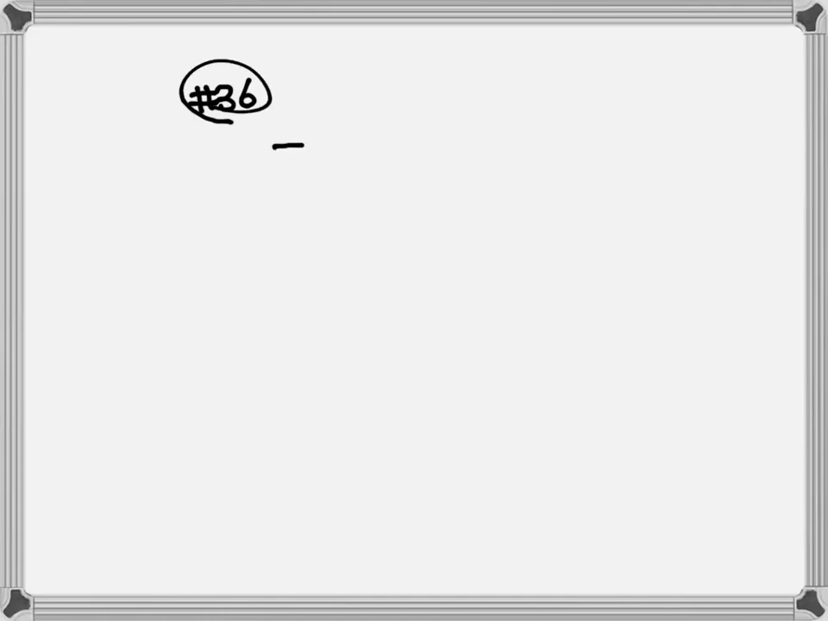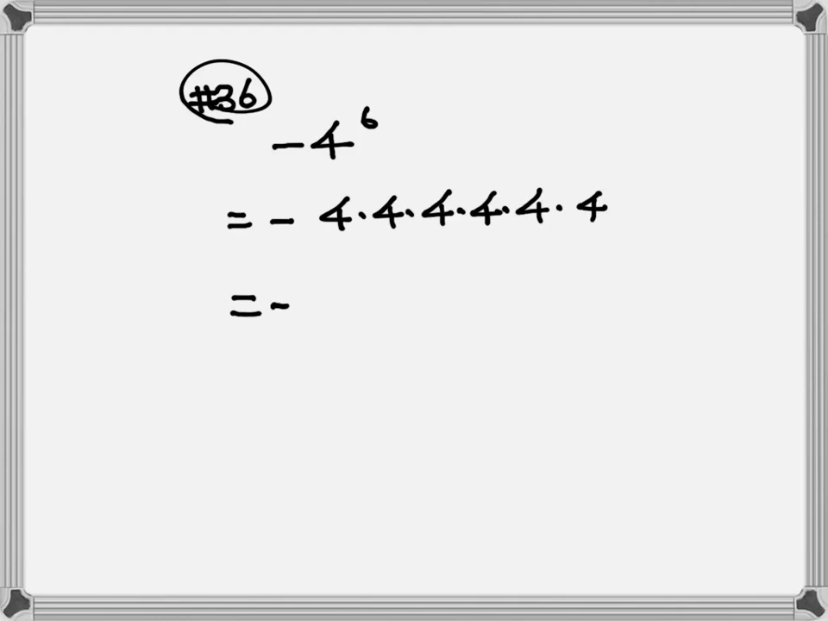Number 36, we have negative 4 to the 6th power. So here, the 6 applied to the 4 does not apply to the negative sign. So we keep the negative sign, okay? So we multiply the 4 itself 6 times. Or you can just use your calculator. Keep the negative sign. So 4 times 4 times 4 times 4 times 4 times 4, you multiply by 6, that will be 4096.